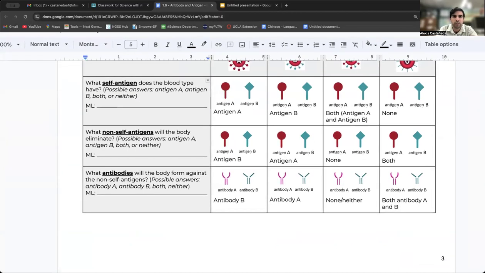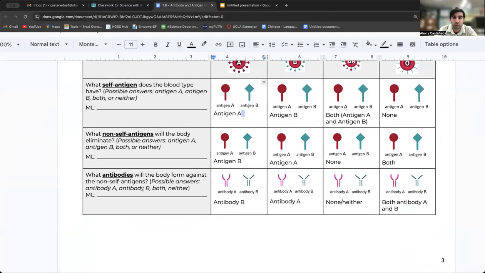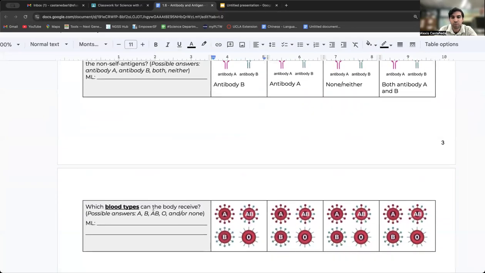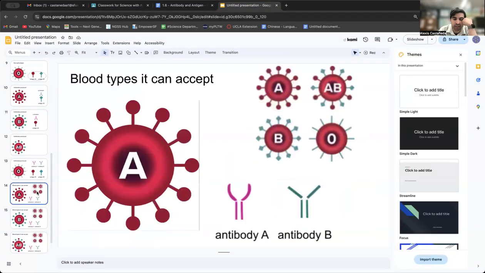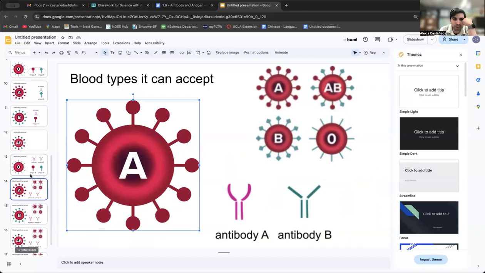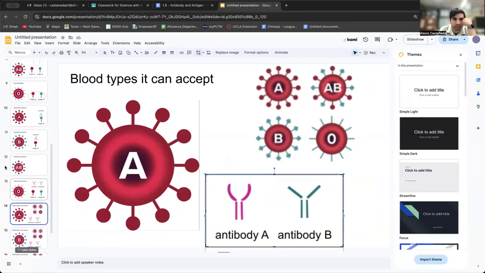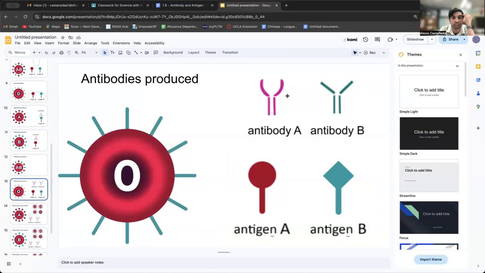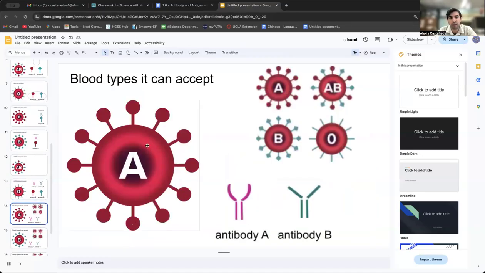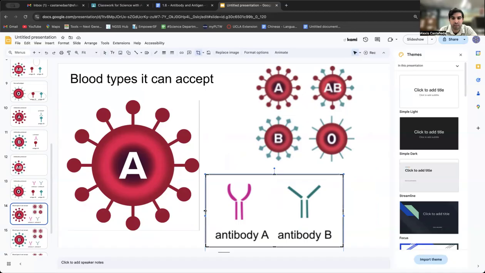Great. So now let's think about this. Maybe you've taken blood before, or you have donated blood before. The question is, what blood types can each person receive? In order to do that, we need to think about what each of these have. So blood type A, what did we say? The antibody that blood type A has is antibody B, right? Blood type A is going to create antibody B to eliminate antigen B, because this is the thing that it does not have. It doesn't have antigen B, so it will create an antibody to eliminate all of the antigen Bs. So blood type A is going to have its antibody B.